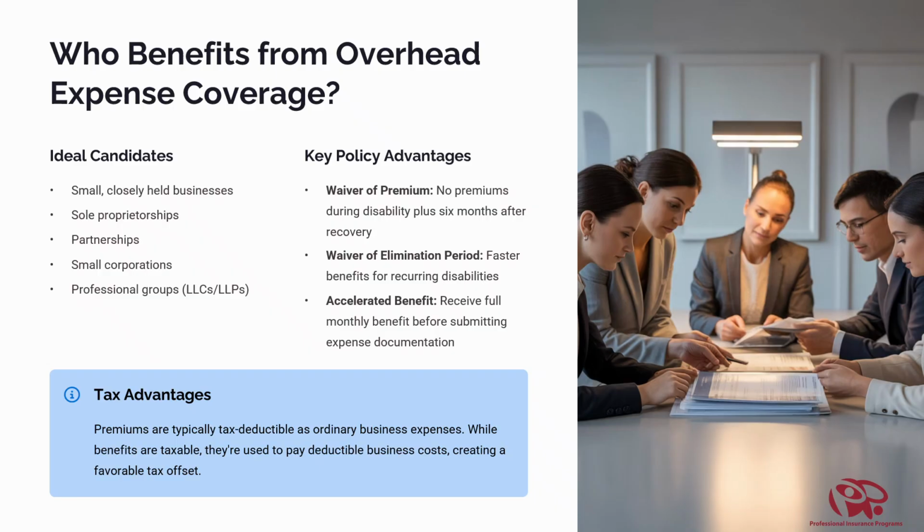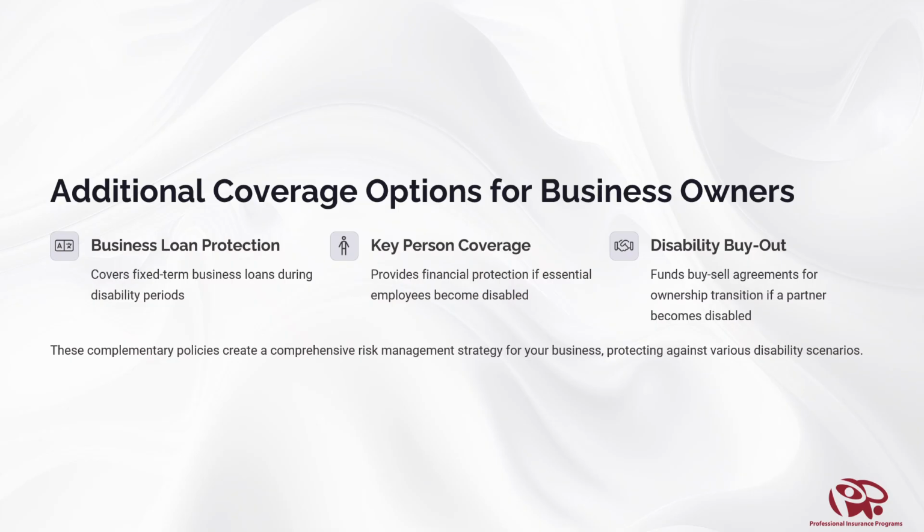While overhead expense coverage is a valuable part of protecting your business, it's just one piece of the puzzle. You may also want to consider business loan protection, which helps cover fixed-term business loans if you're unable to work due to a disability. Key person coverage provides financial support if a critical employee becomes disabled, someone whose absence would significantly impact your operations. And disability buyout insurance helps fund a buy-sell agreement, allowing ownership to transfer smoothly if a partner becomes disabled and needs to step away from the business. These policies work together to form a well-rounded strategy, helping ensure your business is protected from multiple angles.